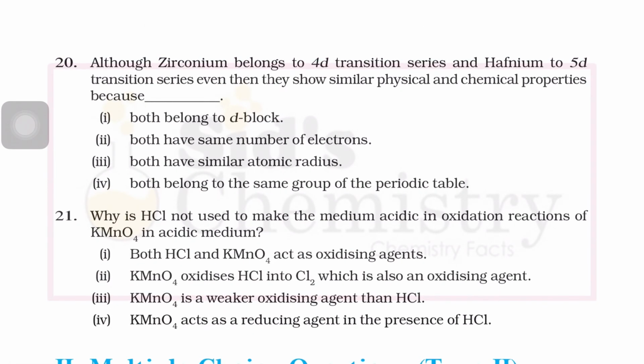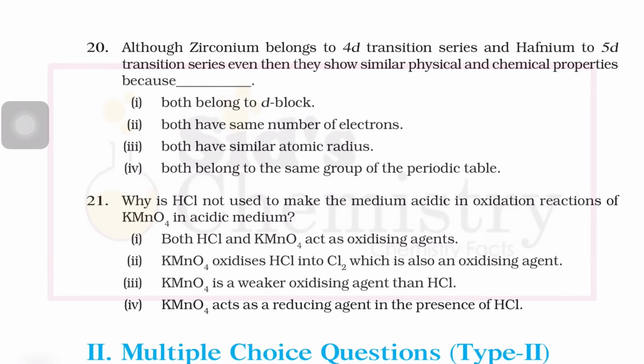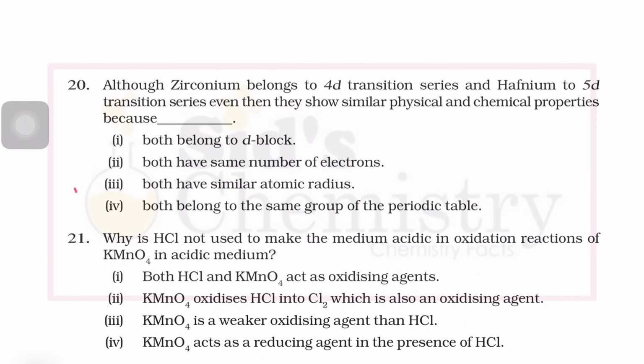Question number 20. Although zirconium belongs to 4d transition series and hafnium to 5d transition series, even then they show similar physical and chemical properties because number 1, both belong to d block. Number 2, both have same number of electrons. Number 3, both have similar atomic radius. Number 4, both belong to same group of the periodic table. For the correct answer of this question, option 3 will be selected, as option 3 says that both have similar atomic radius and it is a correct one.